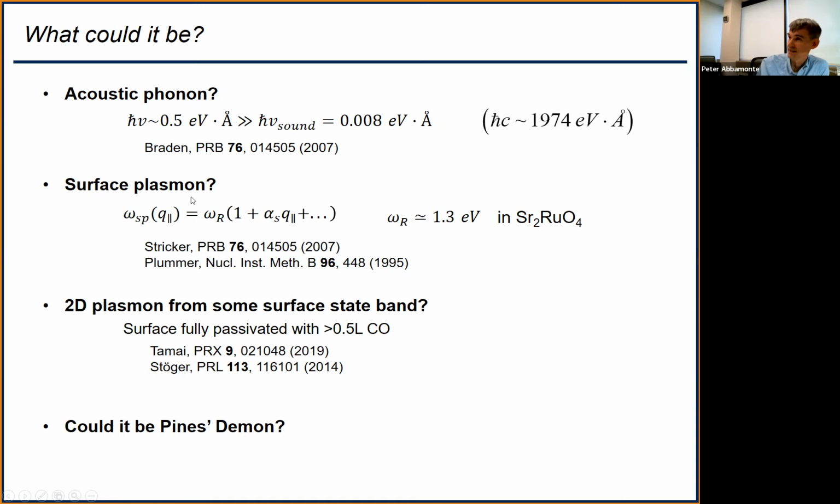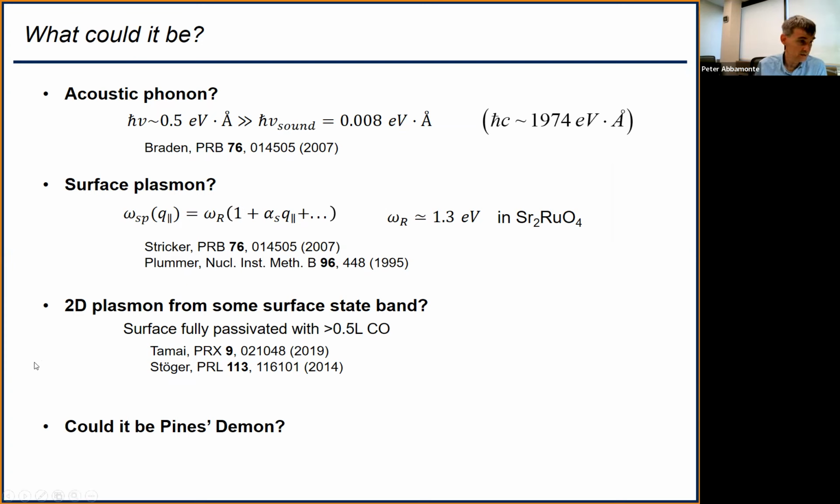It turns out surface plasmons are actually too fast. A surface plasmon is only gapless because at very low momenta, it becomes a polariton. It mixes with a photon. So the gapless dispersive region of a surface plasmon actually propagates at the speed of light, and that velocity is far too fast to be the excitation that we see. That's something like 1,000 times faster.